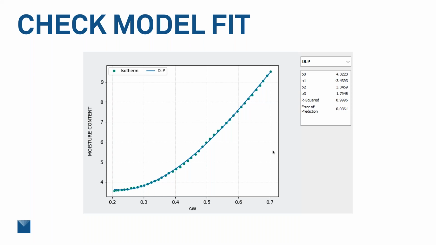So we'll look here. We like to use the DLP, which is a double log polynomial. And we have a really great R² value here of 0.9996. So it's a really great fit. You can use other modeling equations like the GAB or the BET. There are some limitations to those. But in particular, what we really care about is getting a good fit to the data, because that's how it's going to predict well. So it doesn't really matter what it is, as long as it's going to model your data correctly.